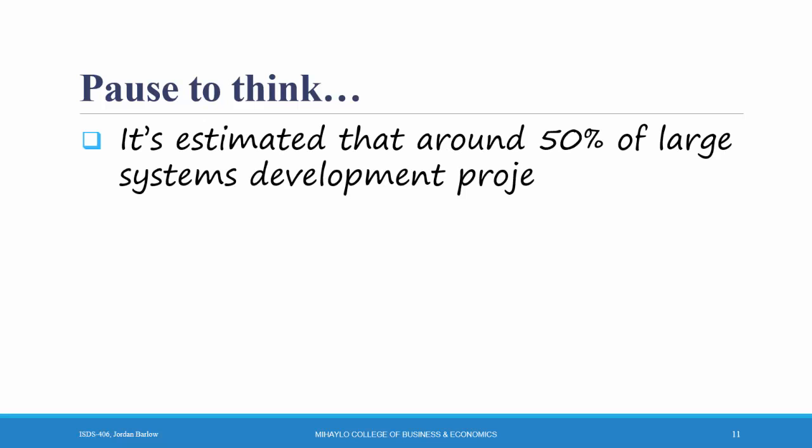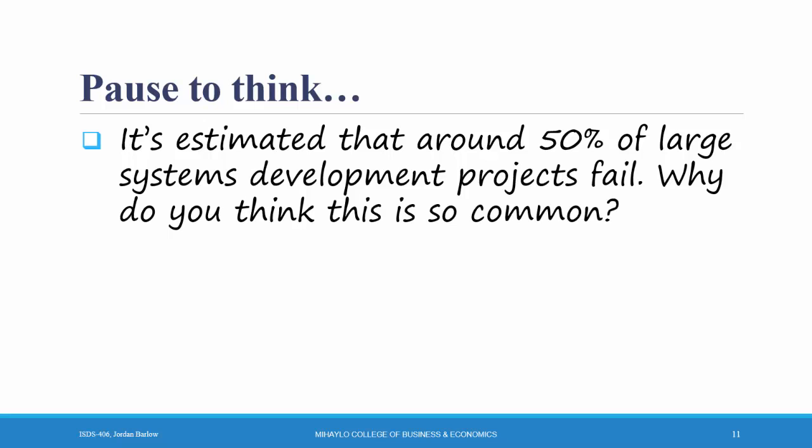Pause for a minute to think about this question. It's estimated that around 50% of large systems development projects fail. Why do you think this is so common? Missed deadlines, scope creep, poor planning, all of these are things that happen when the project is not carefully and correctly planned ahead of time. That is why the planning phase of the systems development life cycle is so critically important.